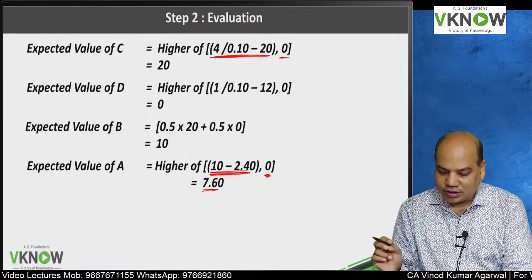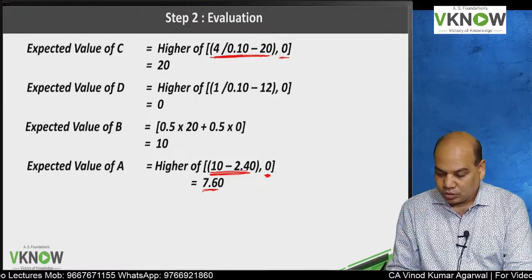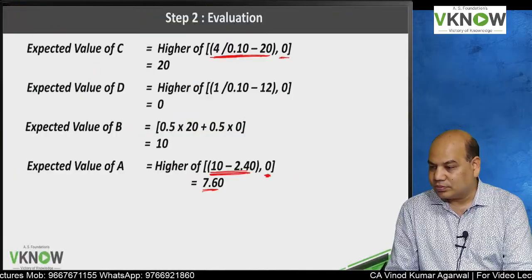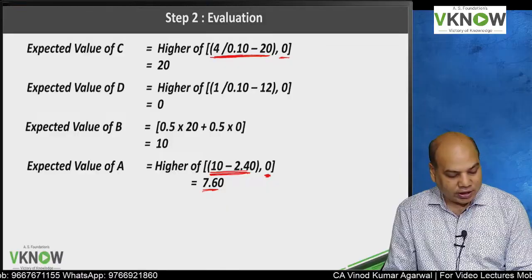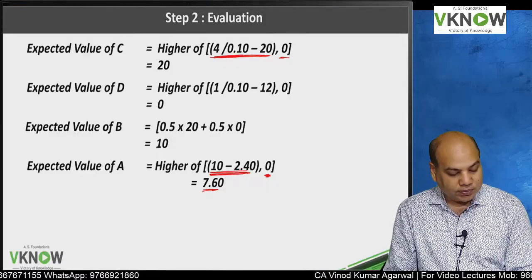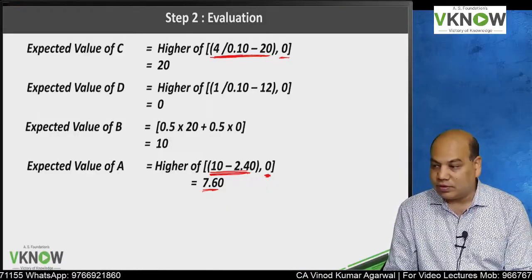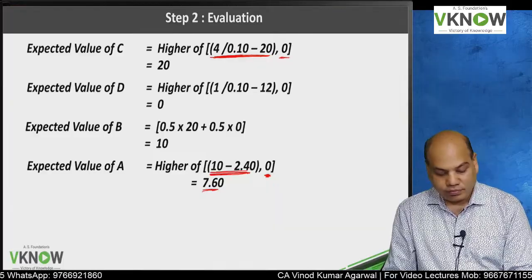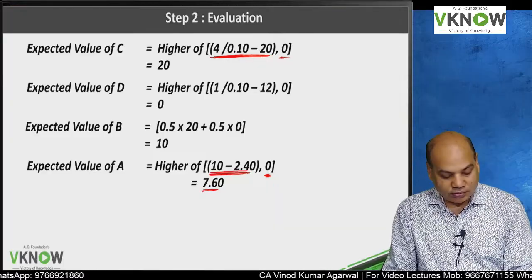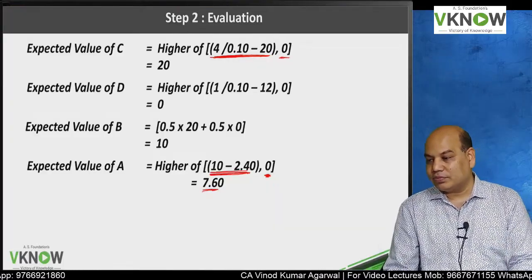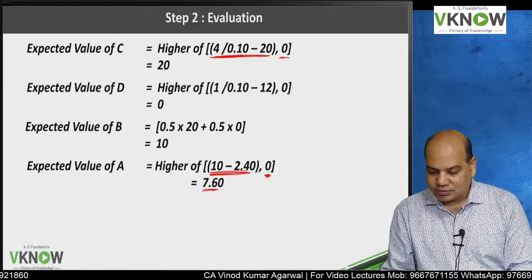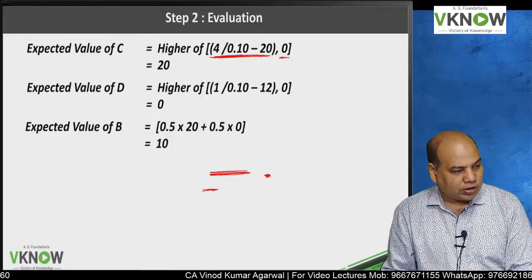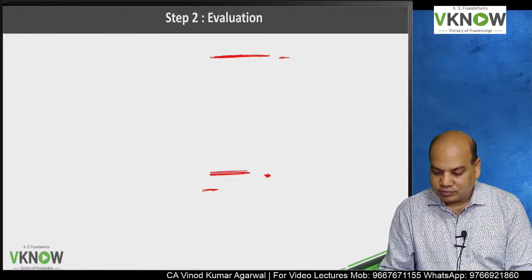7.60 is higher. So what will be my conclusion? Conclusion will be, in the beginning you have to do test marketing. If the test is successful, invest 20 lakh. But if the test is a failure, then do not invest. Is it right? So I'll just go to the previous diagram.